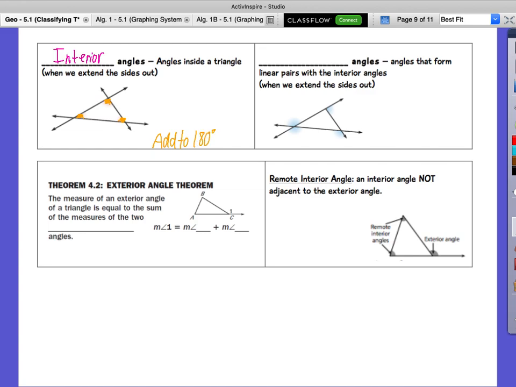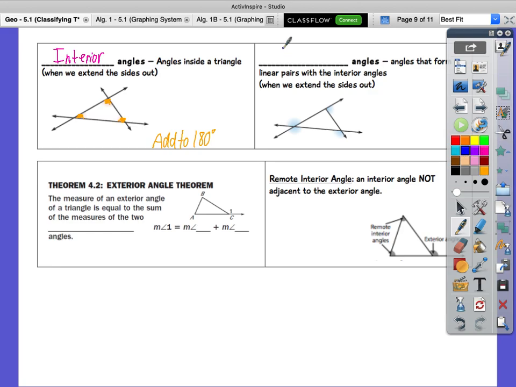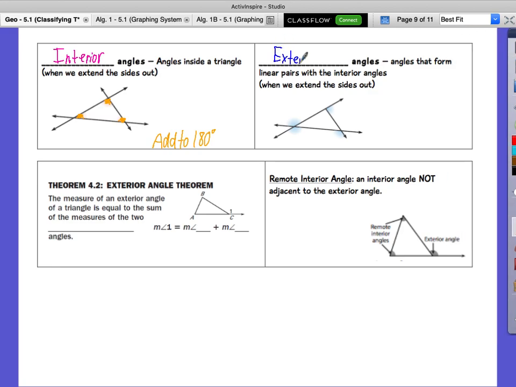Okay. So then we also have the exterior angles of a triangle too. Once again, we took our triangle and we extended the sides. Now these are the angles that form linear pairs with the interior angles. So if we start with this top angle, here's the interior. So here is the exterior. It forms a linear pair with that.